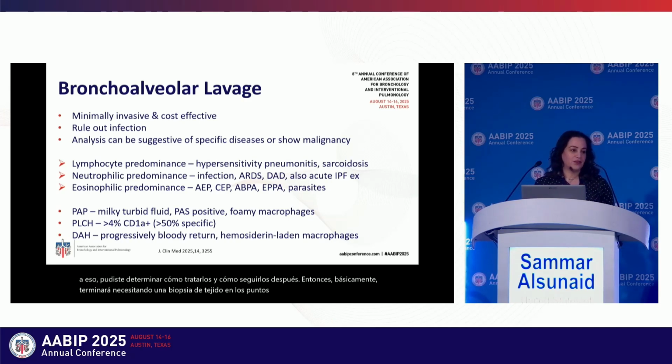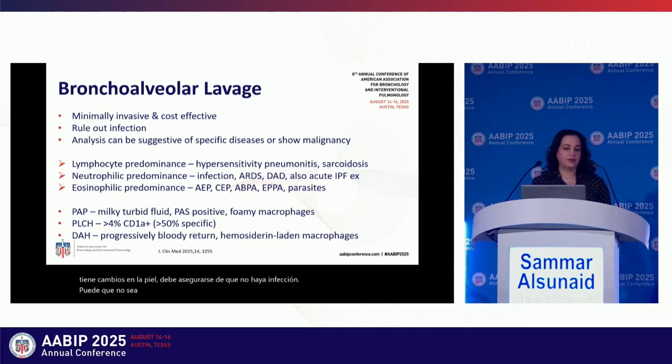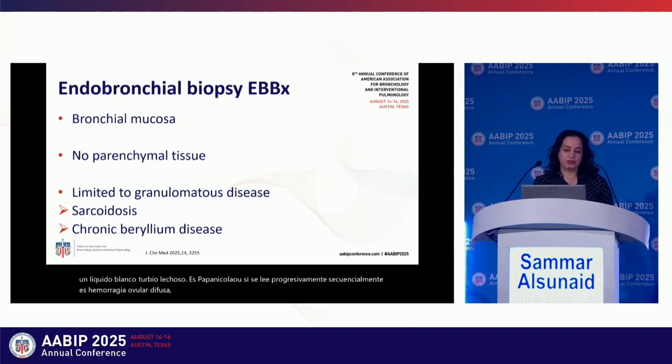It is recommended by ATS that if it's a non-IPF diagnosis, you should get a lavage. So a BAL, it's minimally invasive, cost-effective. It is mainly done to rule out other causes. If you have changes on your scan, you want to make sure there's no infection. It may not be the most highly diagnostic tool for an ILD, but it'll give you an idea, if you're suspecting something, to guide you through your differential as to what to expect. Certain definitely pathognomonic features of the BAL: if you get milky turbid white fluid, it is PAP. If you get sequentially progressively red fluid, it is diffuse alveolar hemorrhage. So it does have a role in your arsenal.